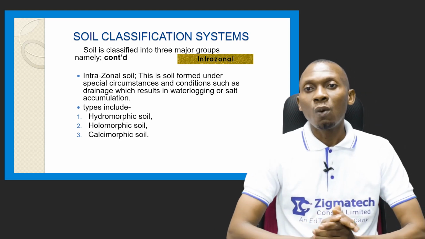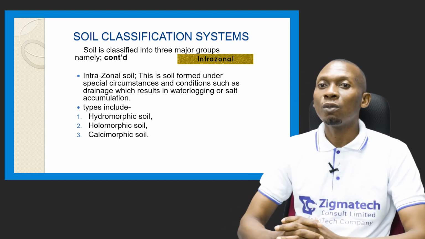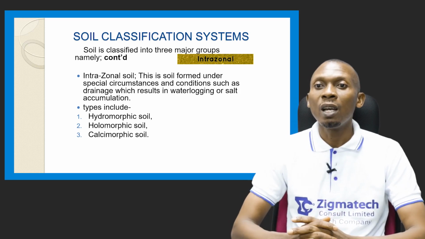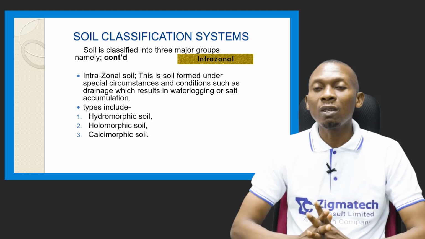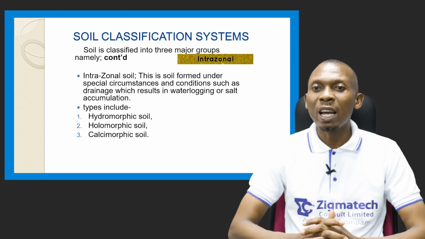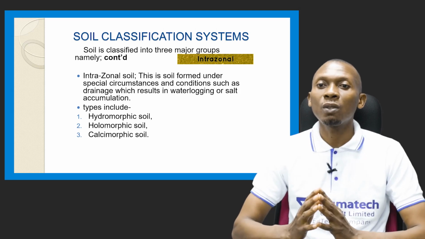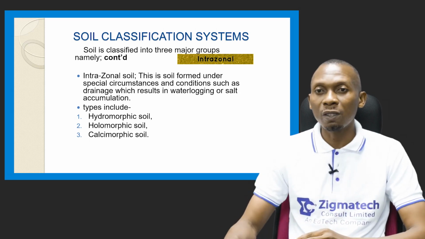Intrazonal soil. Now, what are intrazonal soils? These are soils formed under special circumstances and conditions, such as drainage, which results in waterlogging or salt accumulation. And here we have 3 types of intrazonal soils. We have hydromorphic soils, halomorphic soils, and calcimorphic soils.